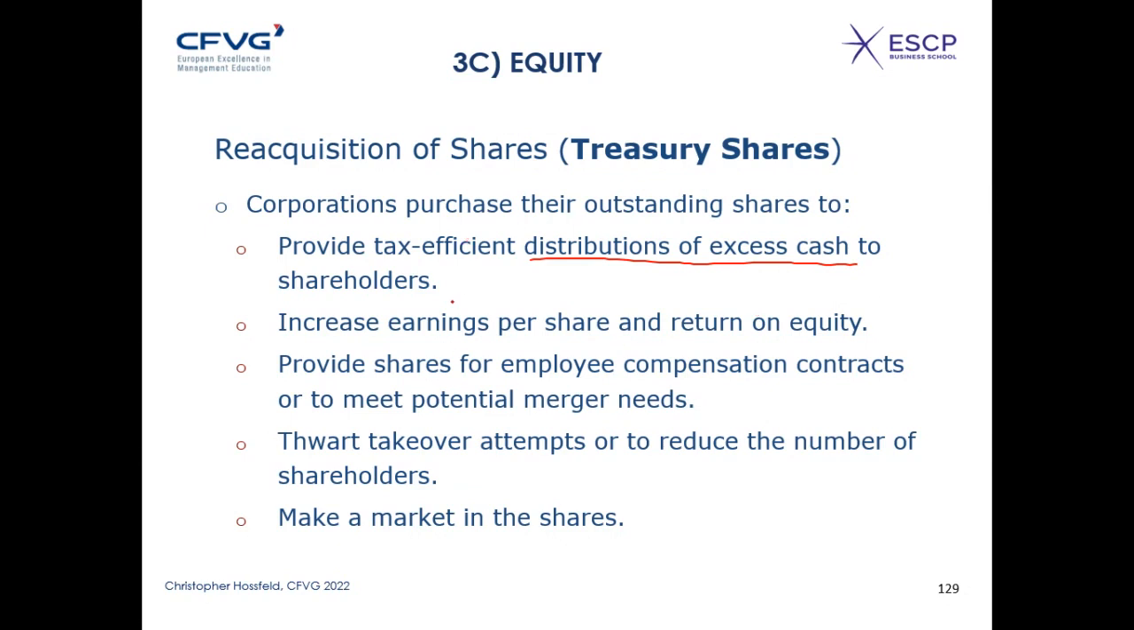Buying back my own shares and then destroying them, deleting them, can increase earnings per share and return on equity, because if I delete the shares, well, earnings per share is profit divided by the number of shares. If the number of shares decreases, obviously earnings per share increase, for example. I can buy back my own shares and then give them to employees for stock options or as a bonus payment. A bonus that is not a cash bonus, but a stock bonus, for example.